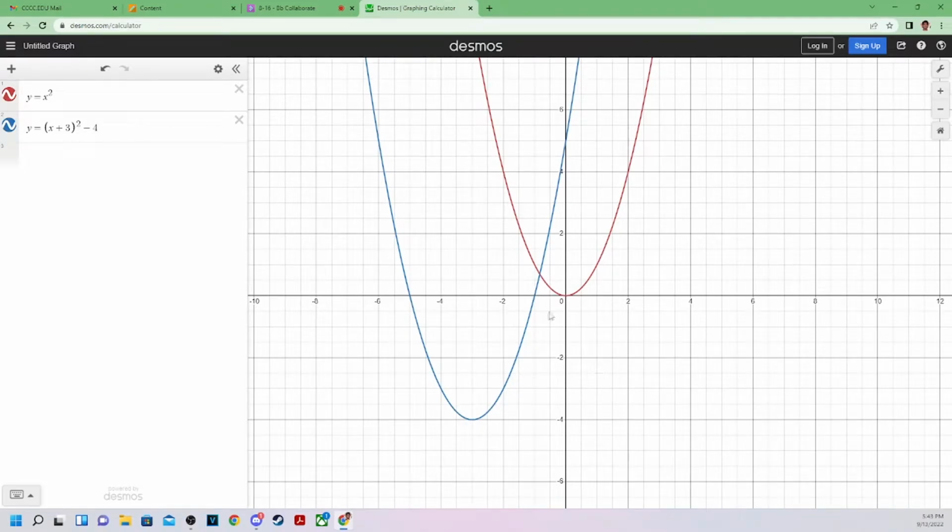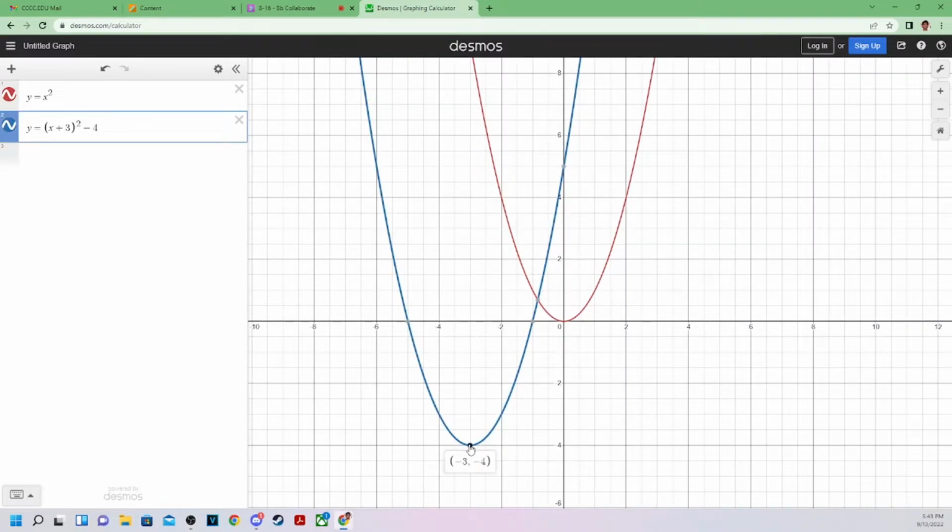However, our graph, this vertex, we're going to move it to the left 3. Boom, boom, boom. These values on the grids are by half numbers. And then we're going to go down 4. Boom. And there's where our vertex is located. Vertex is the middle of your graph or your parabola. So boom. And you notice the point is located at -3, -4.